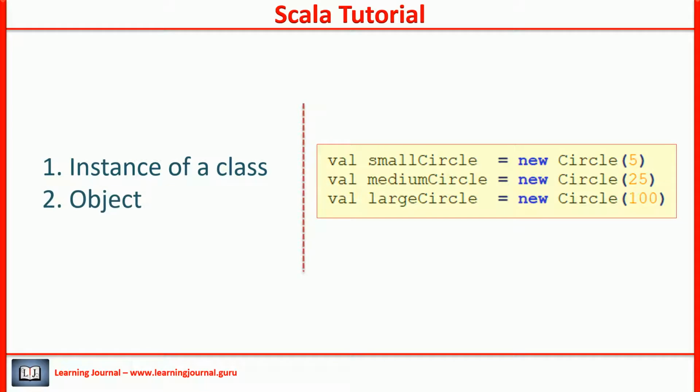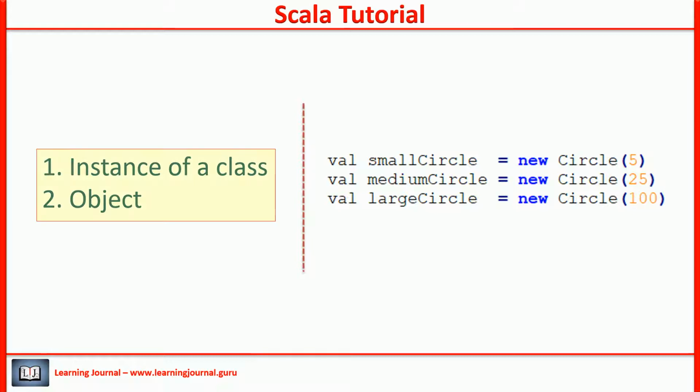In the following example, small, medium, and large circles are objects, but we also call them an instance of a class. I mean, these two terms are synonymous in most of the object-oriented languages, including Java and C++. But while speaking in Scala, I prefer to call them an instance of a class. I won't call them an object because in Scala, an object is a different thing.